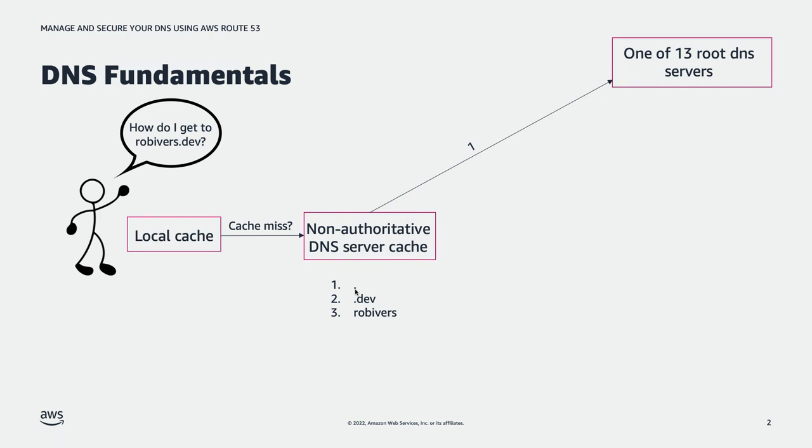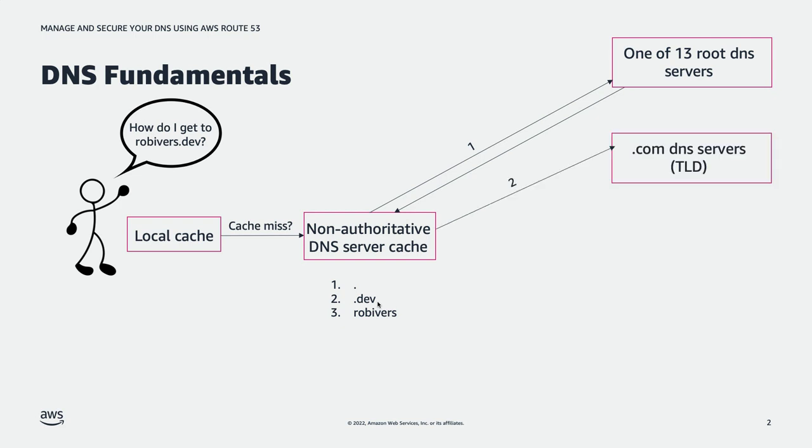So the first thing that we have to do is reach out to one of the 13 root DNS servers around the globe. They're spread all across the globe, and they're maintained by a not-for-profit organization that basically makes sure that the internet works. What we request is that we ask these root DNS servers, where can we find robbieverse.dev? And they tell us, we don't know. What we can tell you is that you can find .dev somewhere else, so we'll send you those addresses.